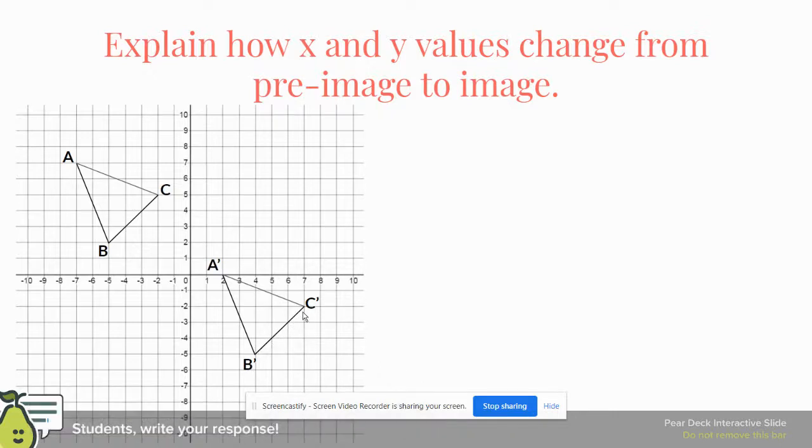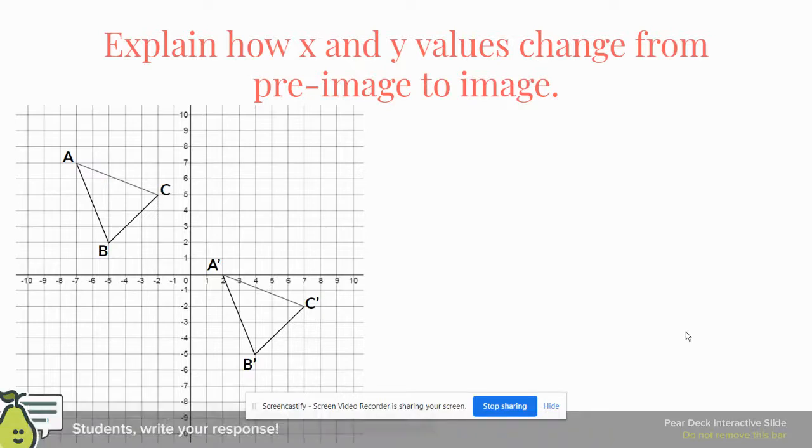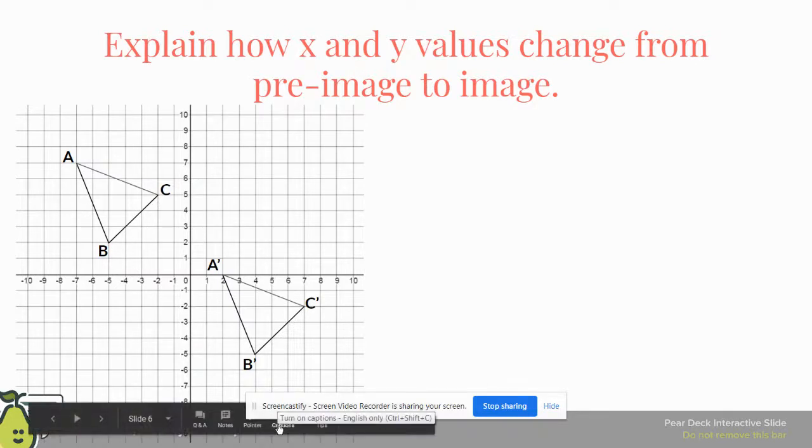Now, since you are at home, you will not be able to participate in this pair deck. I apologize. But this is a good spot to pause your video, see if you can figure out how to change from C to C prime, or A to A prime, or B to B prime.